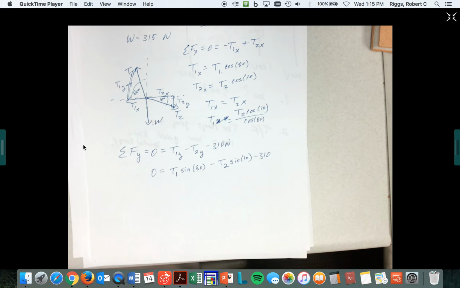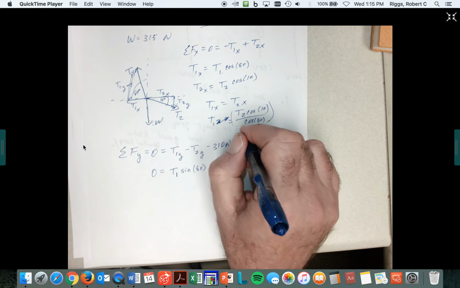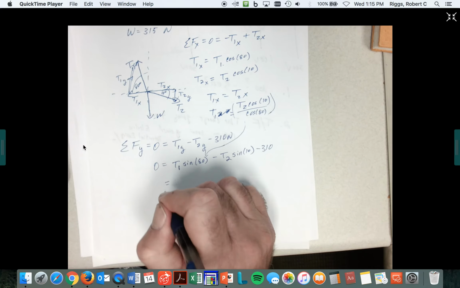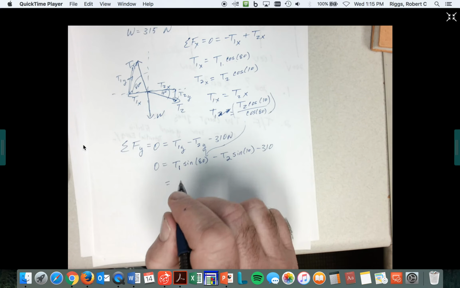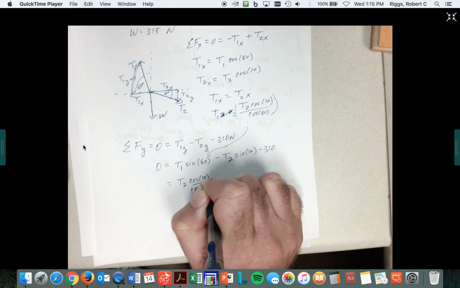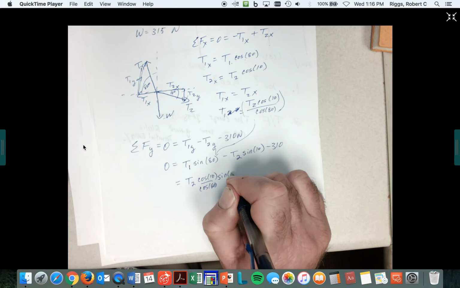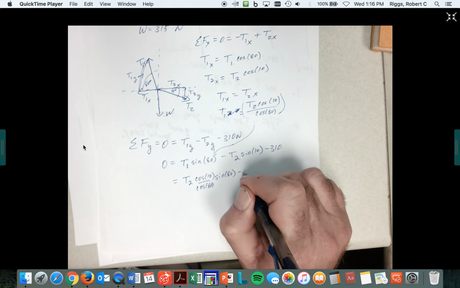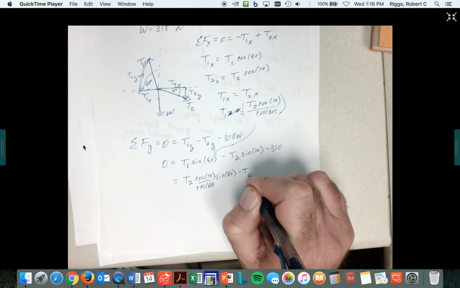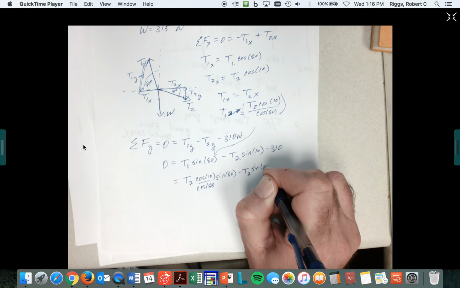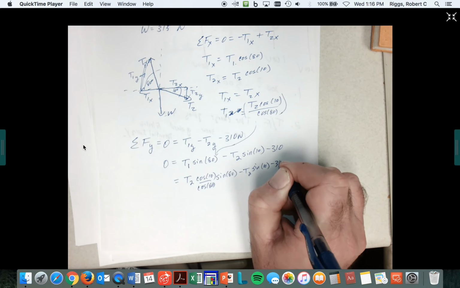All right. Now we do the substitution. We're going to take this stuff, plug it in down here. So I've got T2 cosine of 10 divided by the cosine of 80, that times the sine of 80, minus T2 sine of 10, minus 310. This is all equal to 0.